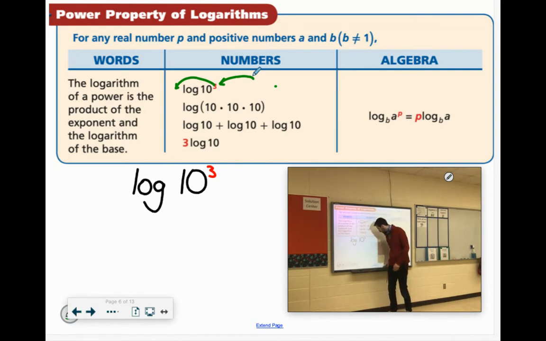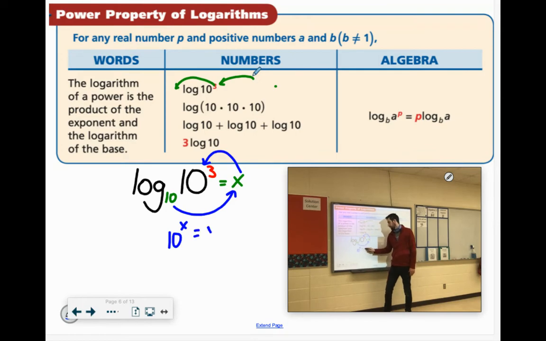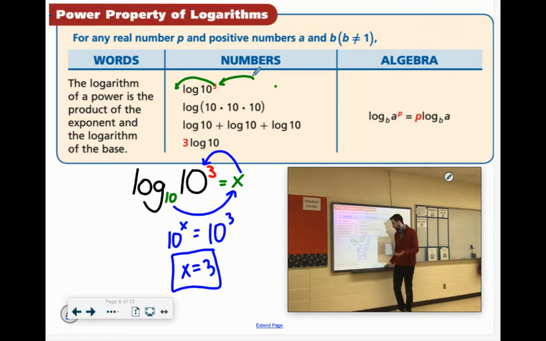If you thought of that stretched out, it would be log base 10 of 10 to the third equals x. If you were to turn this part into an equation, you would say 10 to the x equals 10 to the third. And then you'd say, oh well, x equals 3. That's one way you can get there.